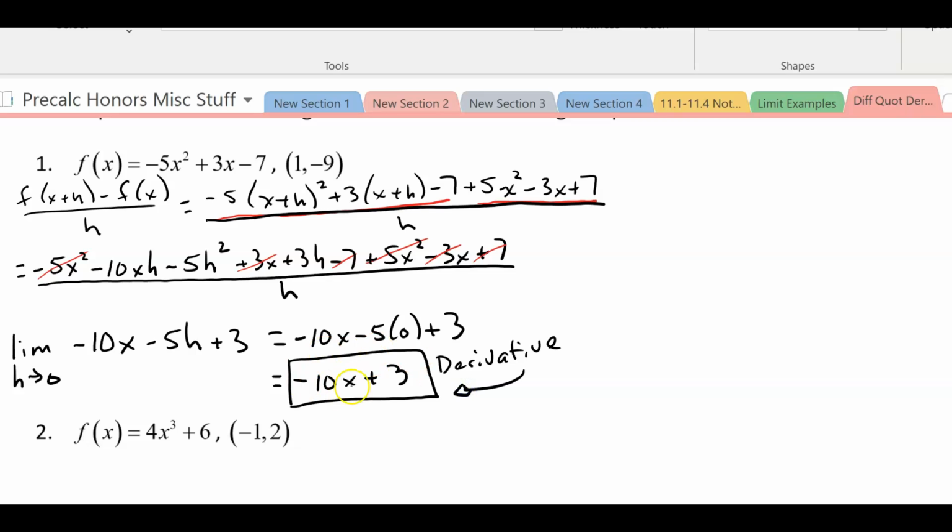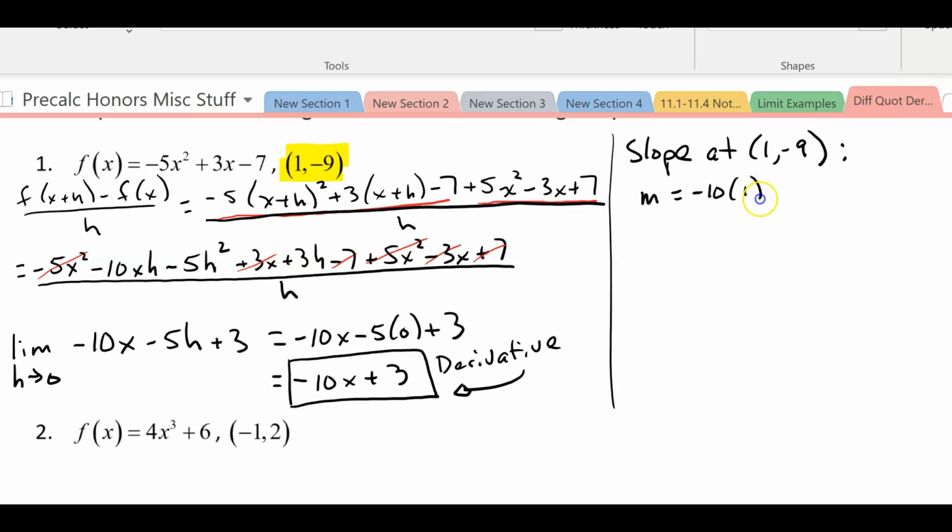So this function here, which is the derivative of our original function, this will give us the slope at any point on the graph. So since we're looking at this point on the graph, I can now find the slope at 1, negative 9 by substituting in x. So our slope is going to be negative 10 times 1 plus 3, or negative 7.